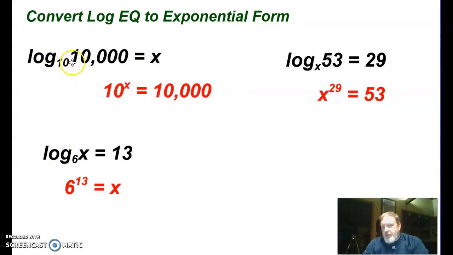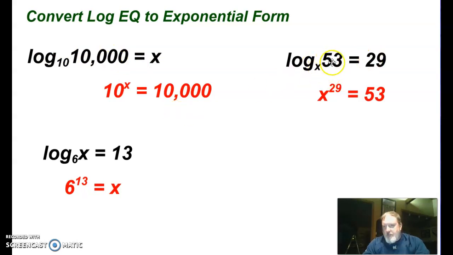And that's what you're seeing here. So this is a common log. Usually the 10 is not written here. Usually we just say log of 10,000, but I put the 10 there for note purposes. If you ever see a log and there's no number written right there, you can assume that it's base 10. So 10 to the x is 10,000.